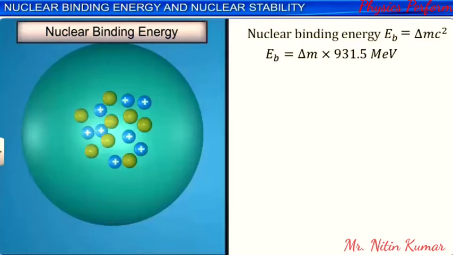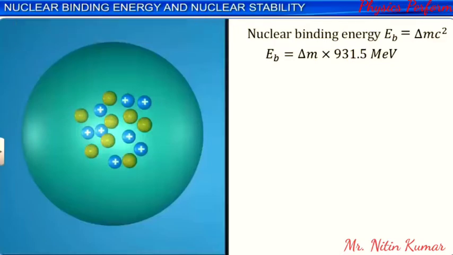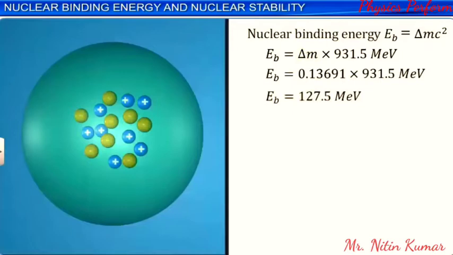This same energy is required to break a nucleus into its constituent nucleons. For the oxygen nucleus, substituting the values of mass defect delta M equal to 0.13691 AMU, and simplifying, we get EB is equal to 127.5 MeV. The value of EB can be obtained in Joule if we take delta M in kilogram.